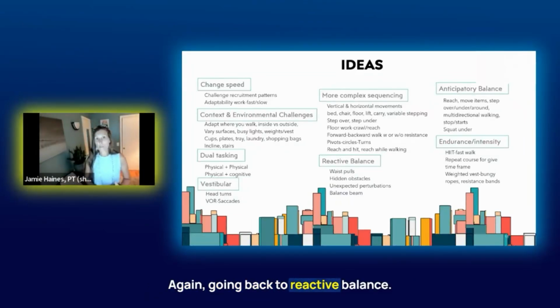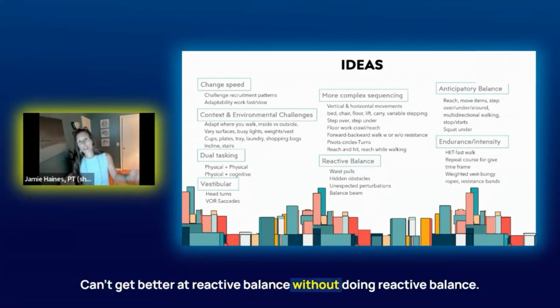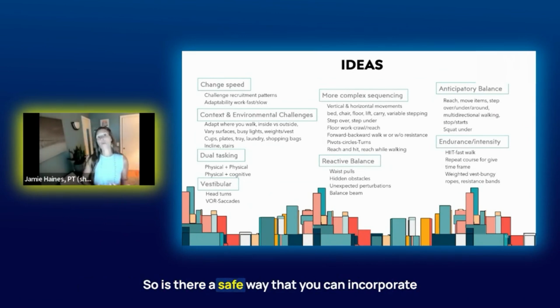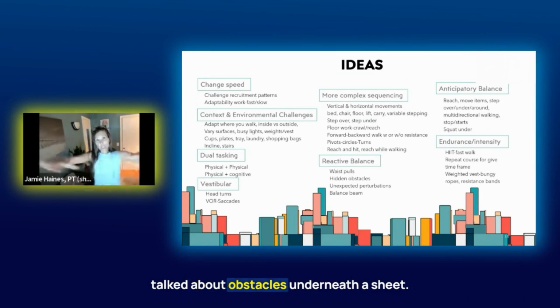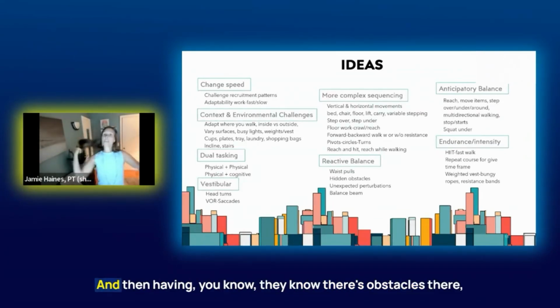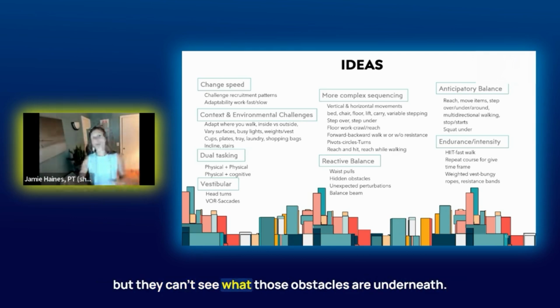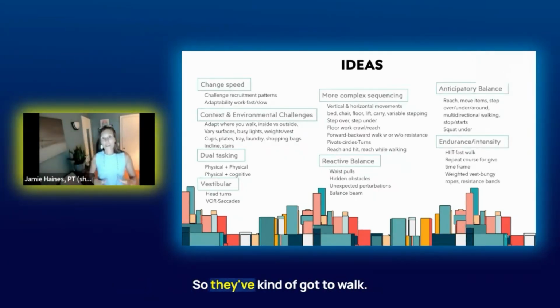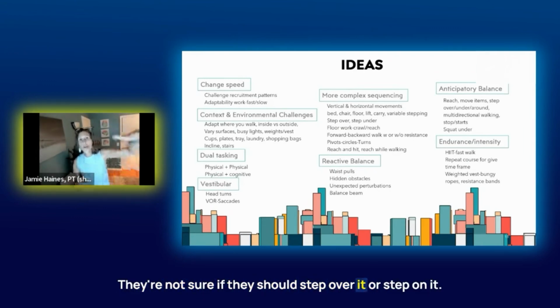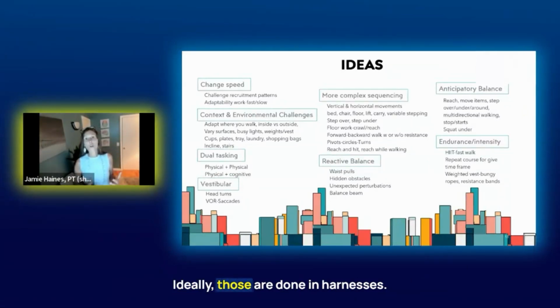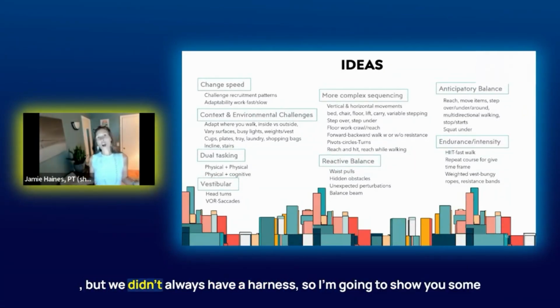Again, going back to reactive balance, you can't get better at reactive balance without doing reactive balance. So is there a safe way that you can incorporate that? Walking on those foam balance beams. Hidden obstacles. I did this video for the stroke SIG that talked about obstacles underneath a sheet. They know there's obstacles there, but they can't see what those obstacles are underneath. So they've kind of got to walk. They know something's sticking out. They're not sure if they should step over it or step on it. Ideally, those are done in harnesses, but we didn't always have a harness.